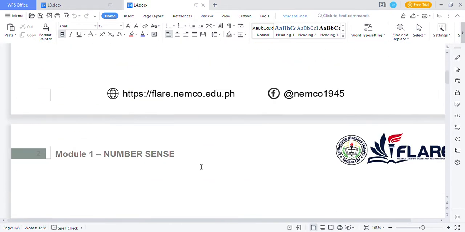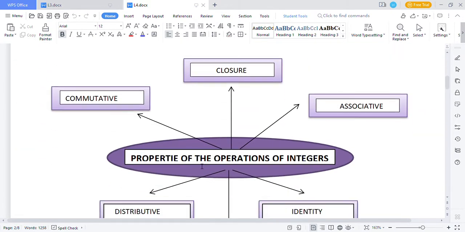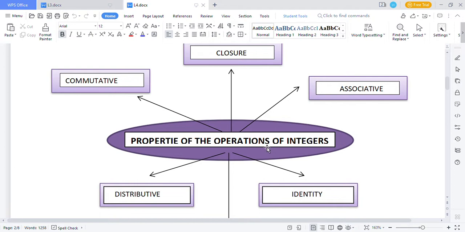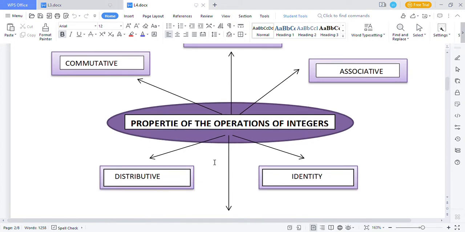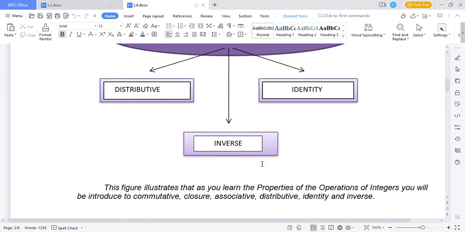So we have here our lesson map, and this is all about the properties of the operations of integers. Part of the properties, again, as I have said earlier, are the commutative, the closure, the associative, distributive, identity, and inverse.